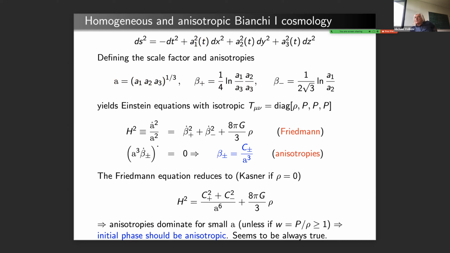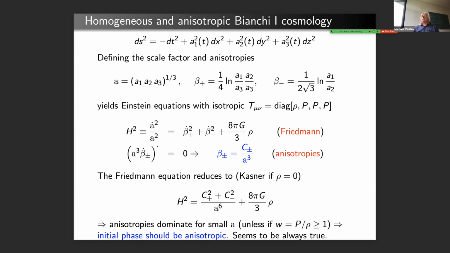And then if there is an isotropic energy momentum tensor, then the Einstein equations boil down to the Friedmann equation of this type. So there is Hubble on the left. On the right, there are anisotropy contributions, and then the energy density. And the equations for the anisotropies have the total derivative structure, and they can be integrated. And this gives beta dot as a function of scale factor with the integration constants C plus and C minus. And when we inject this into the Friedmann equation, then we obtain this thing.